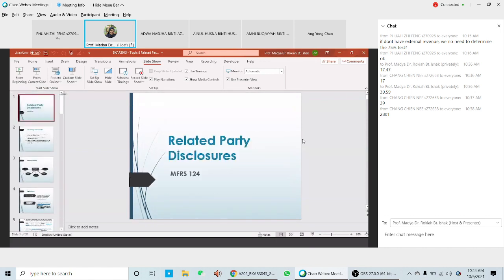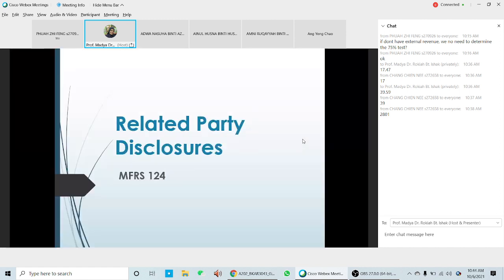Okay, so now we're going to look at the related party. The important thing for the related party, you need to do two things only for this one, yeah. Who is the related party? What is a related party transaction? The standard that we focus on here is 124. 124 here discusses the related party disclosure. It's more on disclosure.